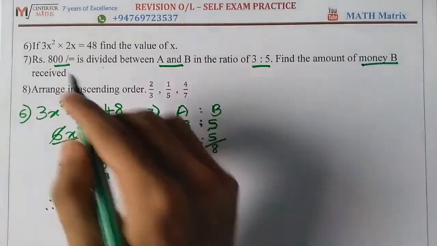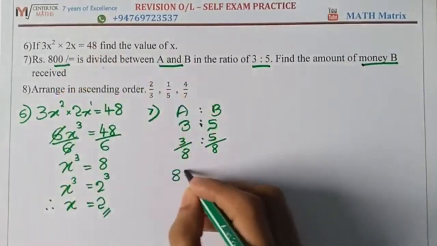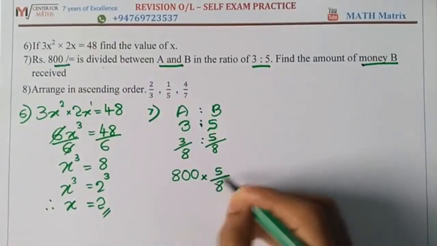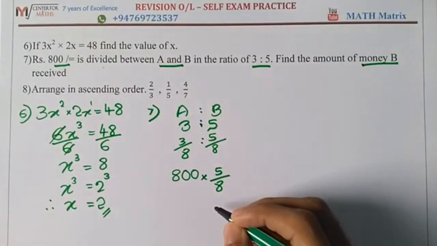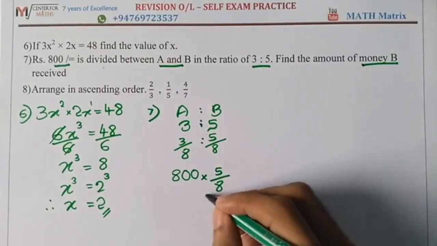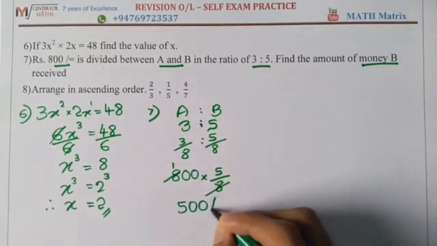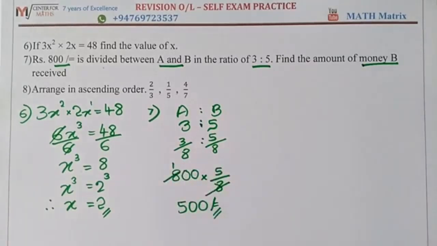So how to find that? Already we have the total. The total is 800. From this 800, B has received 5 upon 8, 5/8. Now we can simplify this to find the answer. 8 and 8 can cancel. Then 100 into 5. The final answer is 500 rupees. So that means he has received 500 rupees.